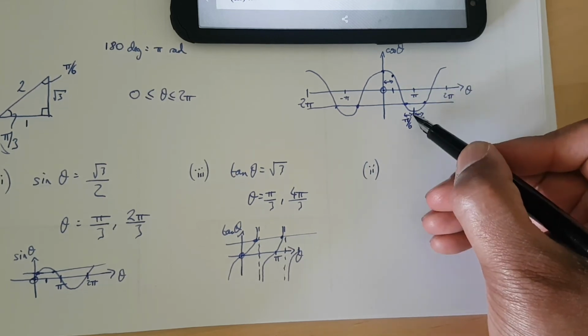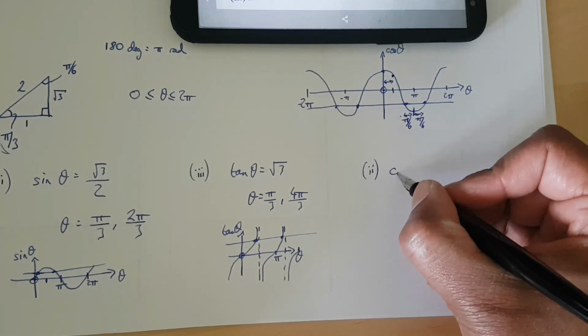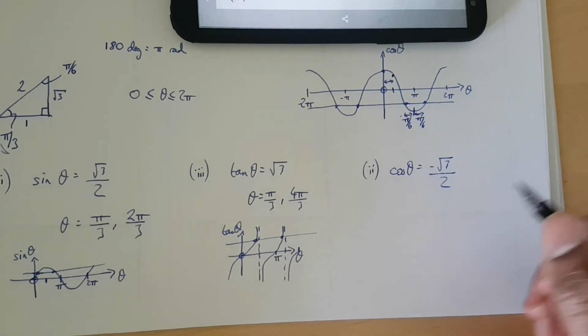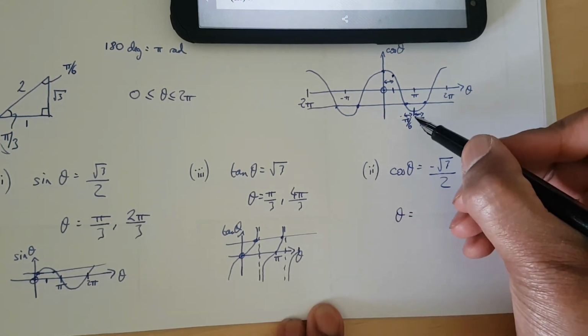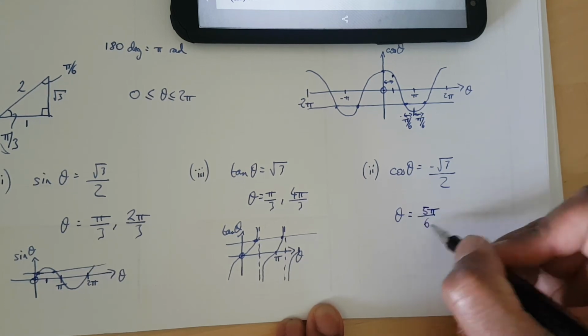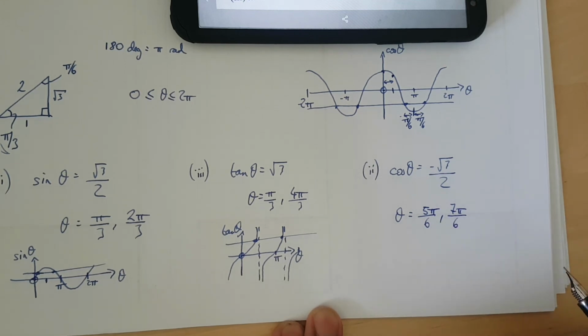So there's my pi value. I've got pi over 6 below and pi over 6 above. So I'm told cos theta is negative root 3 over 2. So theta I find must be, well, pi over 6 less than pi, which is 5 pi over 6, and pi over 6 more than pi, which is 7 pi over 6.